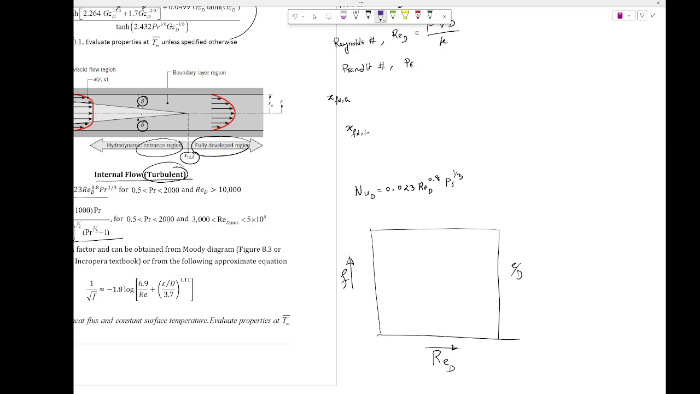Based on that, they have these lines like this, right? Does it make sense? Different E by D. So if you know the E by D value and the Reynolds number value, you're going to come up with the value of the friction factor from the Moody chart. So this is the Moody chart.